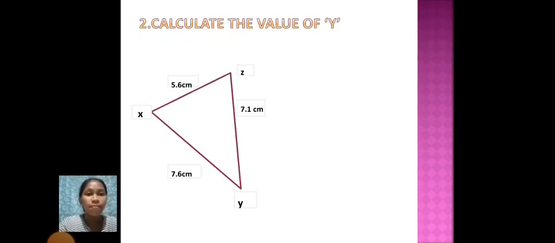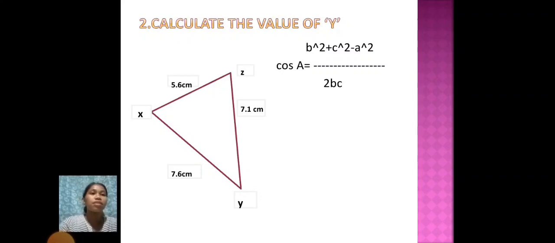So, another example: calculate the value of y. First we need to use cosine A equals b squared plus c squared minus a squared all over 2bc. Let's label every side accordingly. At this point, I'm going to cross out the small y that they use for the angle, as we don't want exactly the same letter twice in our diagram. So this means we have to change around our letters in the cosine rule.